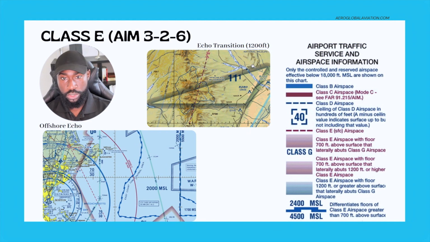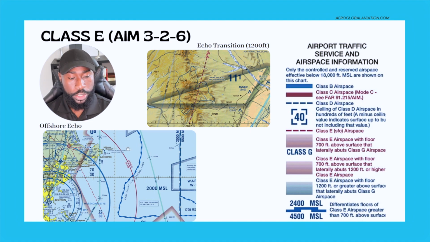Below that is usually Class Golf to the surface. So in this case, for example, within this area, from the ground to 1,200 feet will be Class Golf, and then from 1,200 feet upwards will be Class Echo, unless otherwise depicted with another shape of another airspace. So that's the general idea.